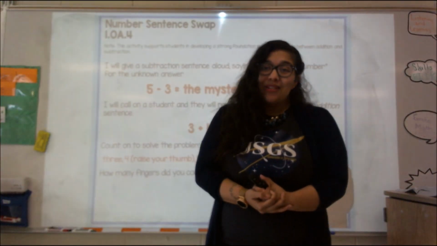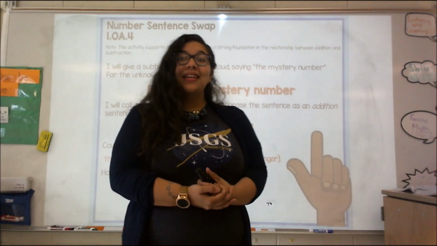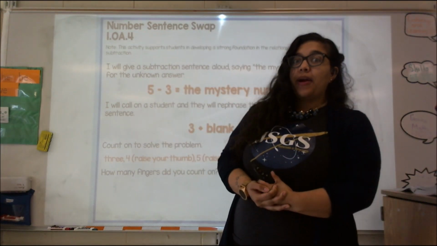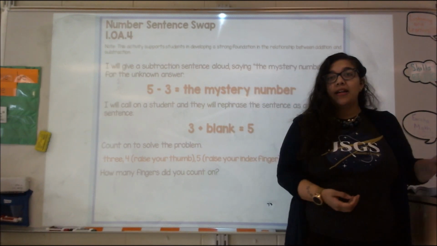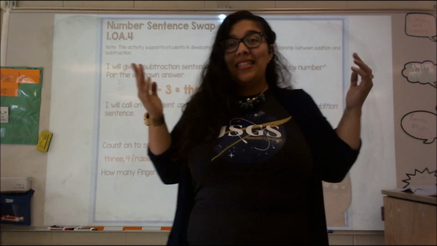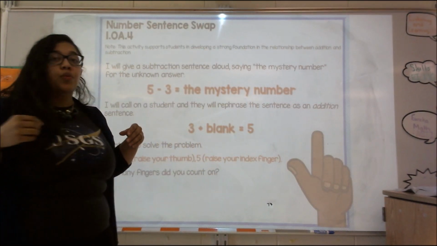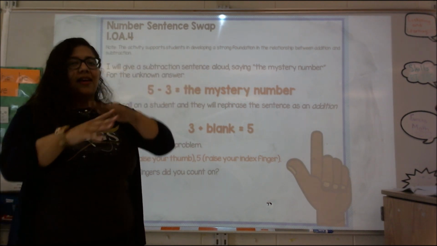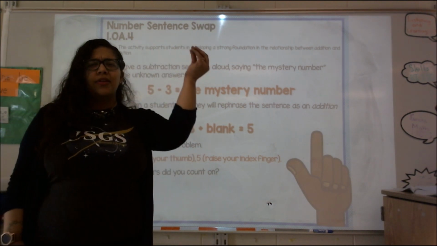Excellent job on that number sentence swap activity you just completed. That was a great fluency activity. Let's just do one out loud for practice. If I say 5 minus 3 is equal to mystery number, you could tell me that that is 3 plus blank is equal to 5. They go together. And what fills in the blank on the snap?